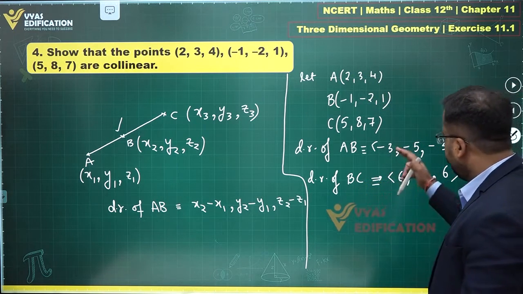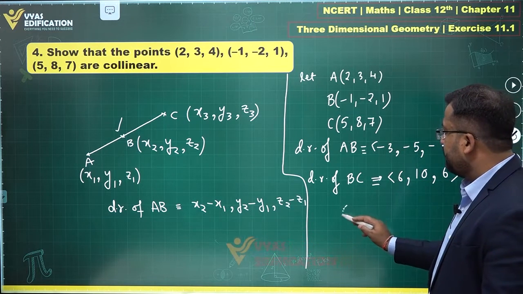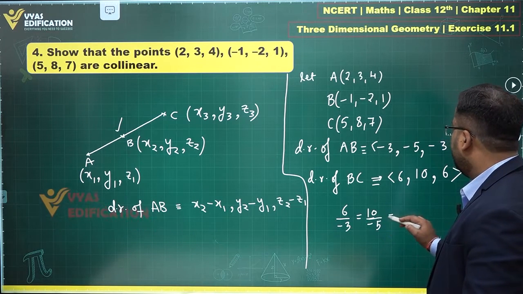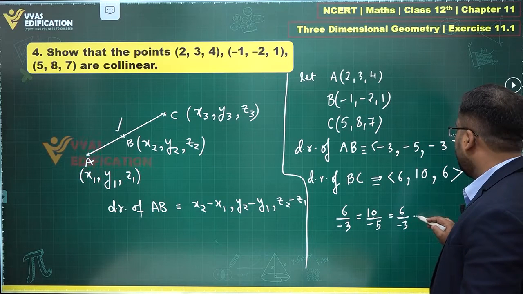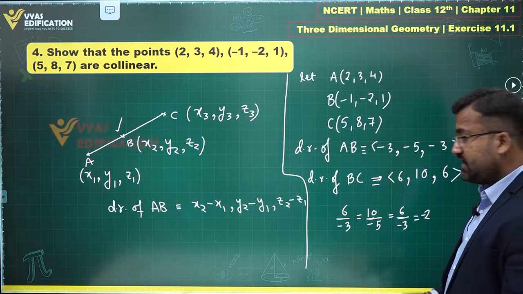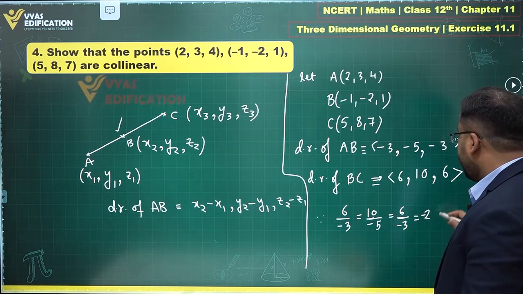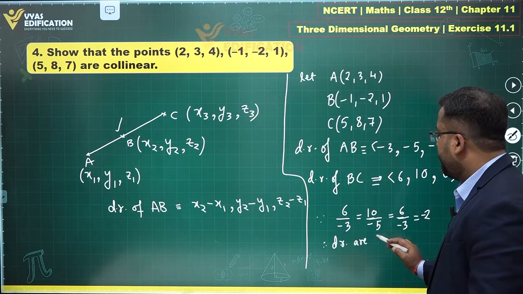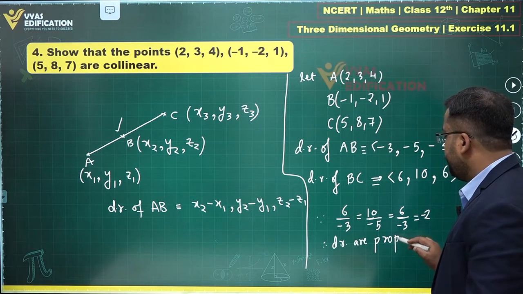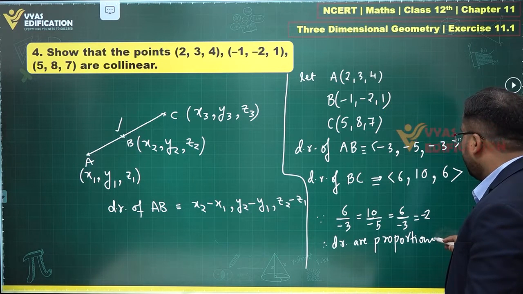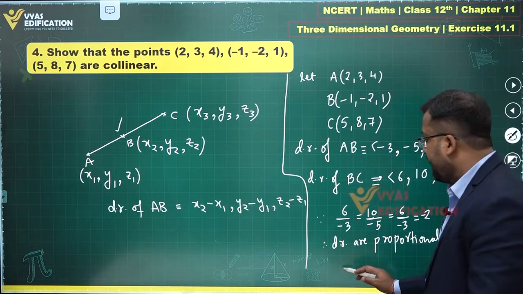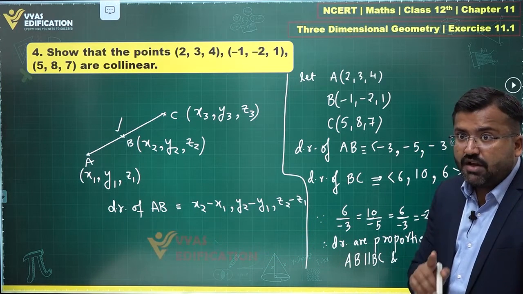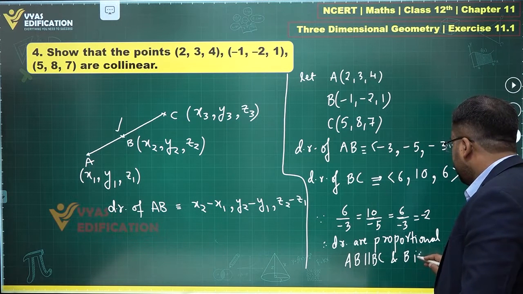And if you note this carefully, the ratios 6 upon minus 3, 10 upon minus 5, 6 upon minus 3, all of these ratios are minus 2. Since this is equal to this, therefore DRs are proportional. Direction ratios being proportional tells me that AB is parallel to BC and there is a point common in between. B is common.